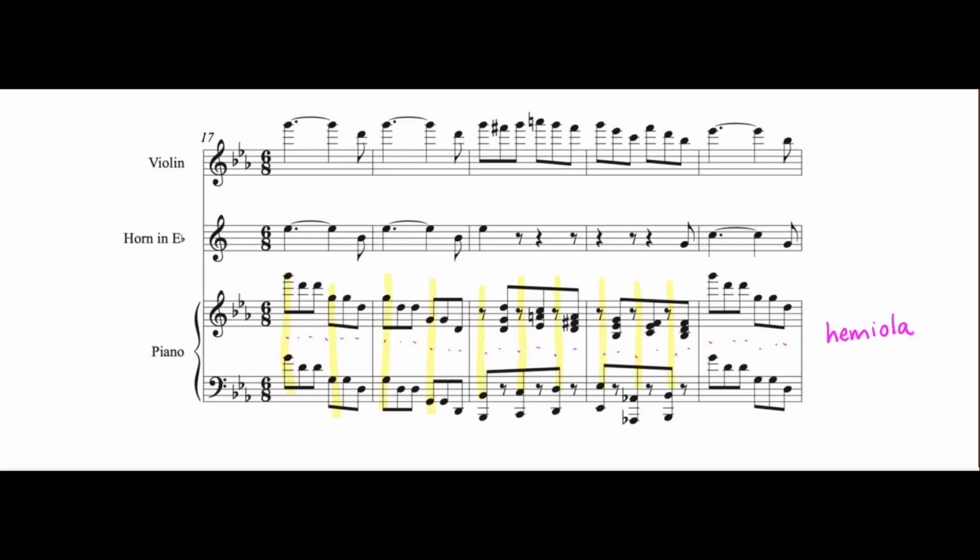Now this example goes very fast. So it's going to sound like 1, 2, 3, 4, 5, 6, 1, 2, 3, 4, 5, 6, and so on. It's going to go very fast. All right, so let's go ahead and listen to this example.